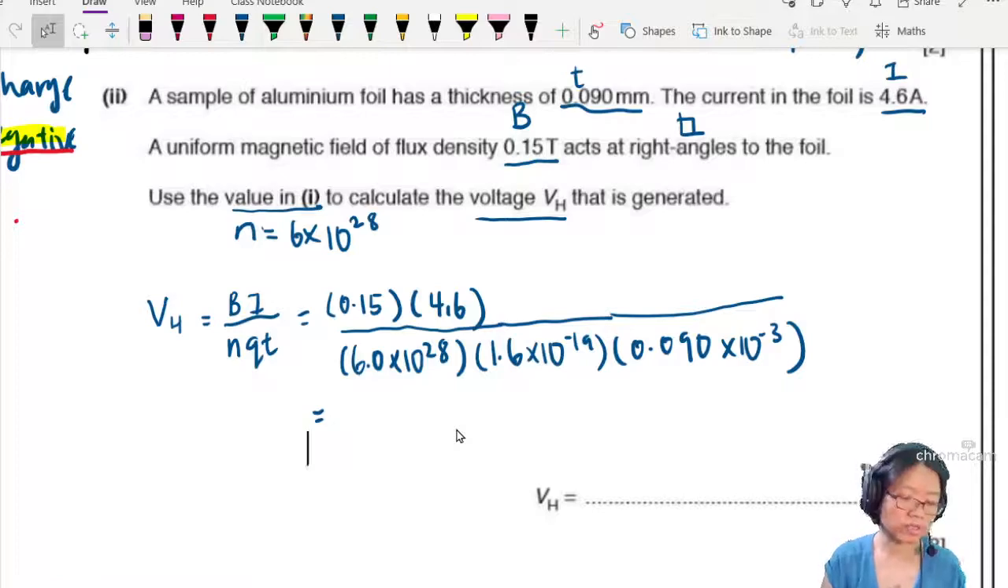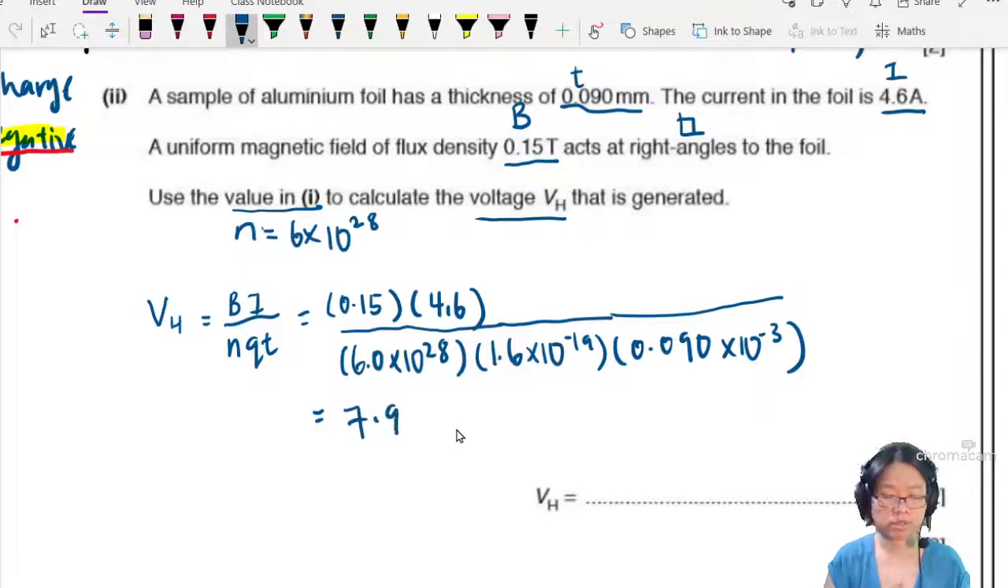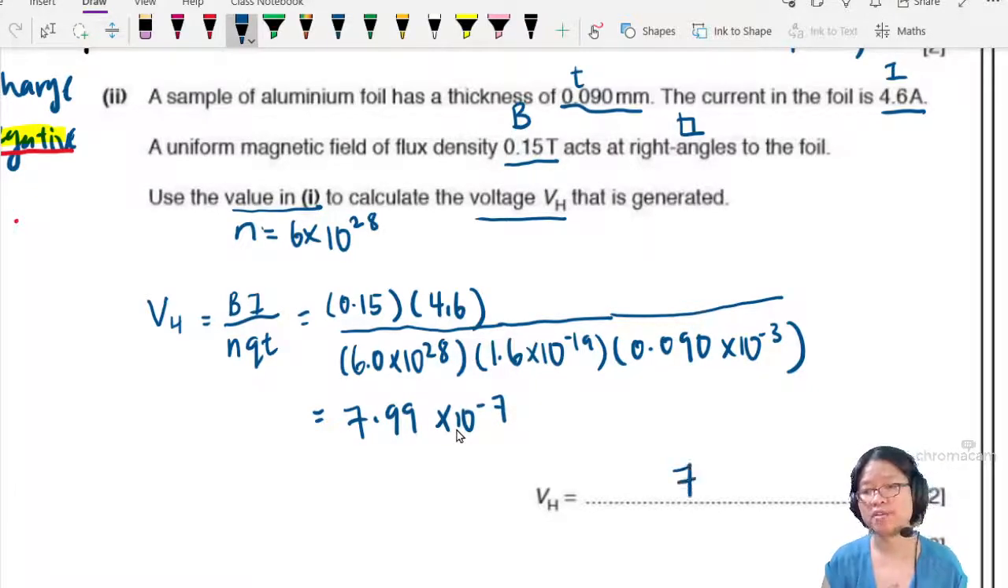Alright, so what I got is 7.896111111 times 10 to the power negative 7. I will write this as 7.9 times 10 to the power negative 7, 2 significant figures, but CAIE also allows 2 significant figures. So you could write 8.0 times 10 to the power negative 7 volt.